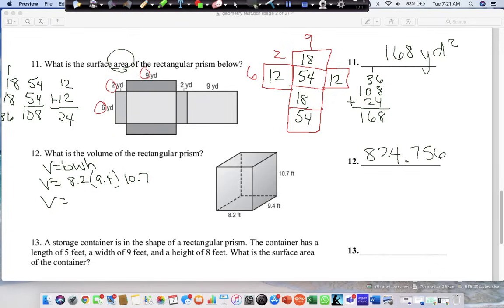And it is, just making sure I got that number right, it is going to be cubed. Our answer is going to be feet cubed. Now, if our answer said to round to the nearest tenths place, we could, but this is our full answer.